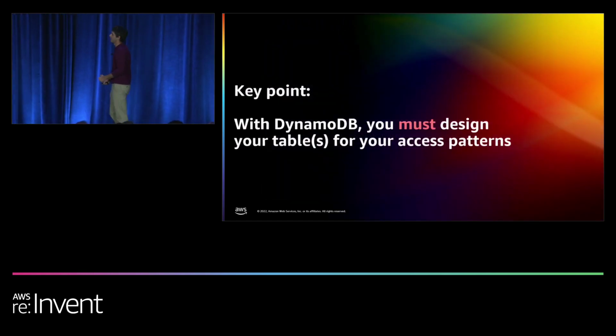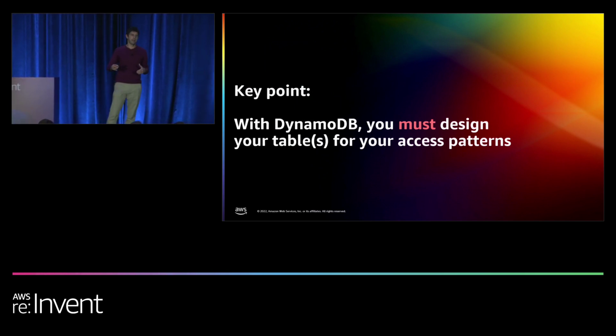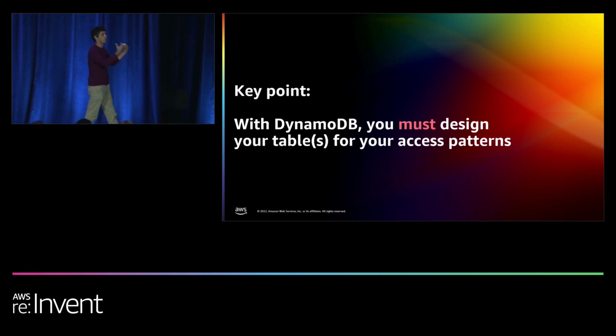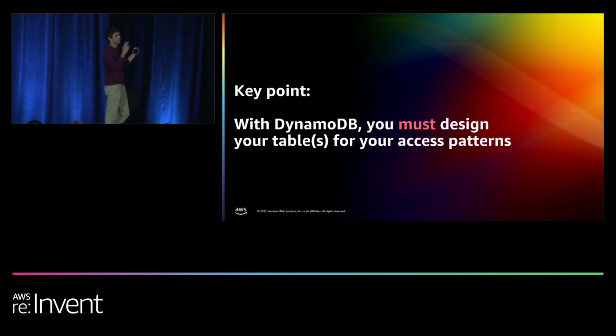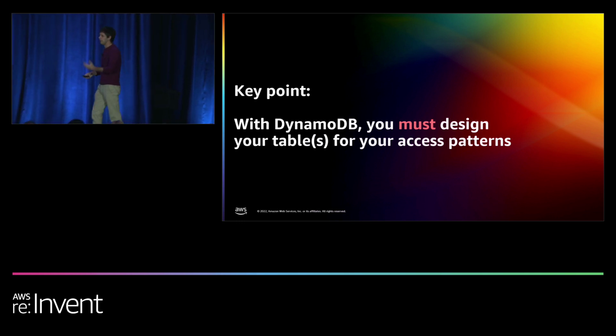So that's the key point with Dynamo, right? With Dynamo, you have to design your tables specifically for your access patterns. And this is going to be different if you're coming from that relational database world where you normalize your data first, you get into third normal form, you set up all your foreign key relations and that stuff, and then you think about how you access your data. You're not going to do that with Dynamo.